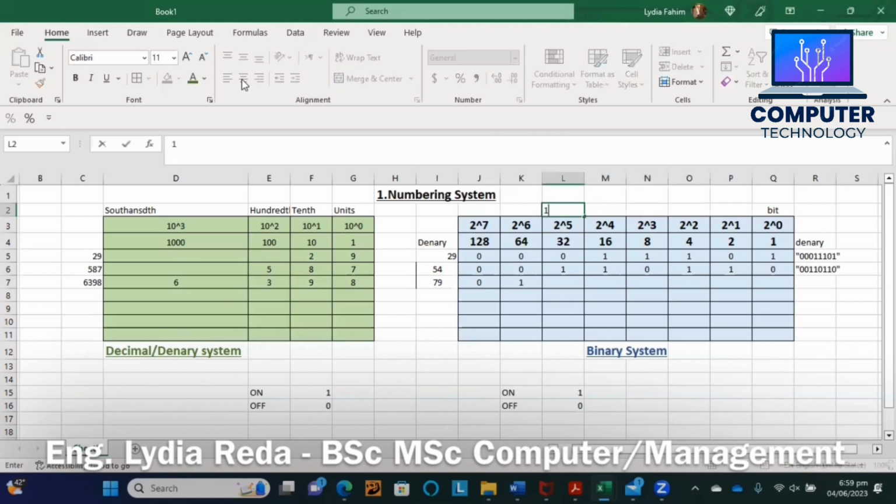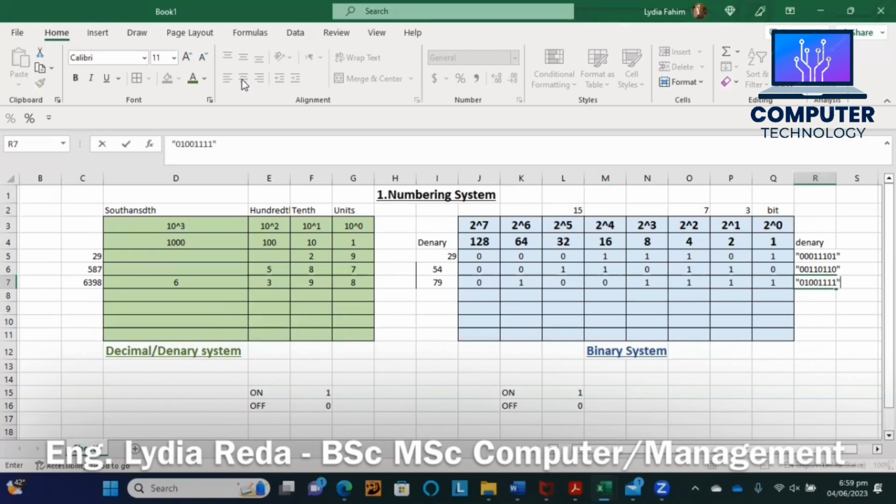79 minus 64 is 15. Does it have a 32? No. Does it have a 16? No. Does it have an 8? Yes. And the remainder is 7. Does the 7 have a 4? Yes. Remainder is 3. Does the 3 have a 2? Yes. And remainder is 1 again. So the 79 is 0, 1, 0, 0, 1, 1, 1, 1, four ones. I hope it's clear till here.